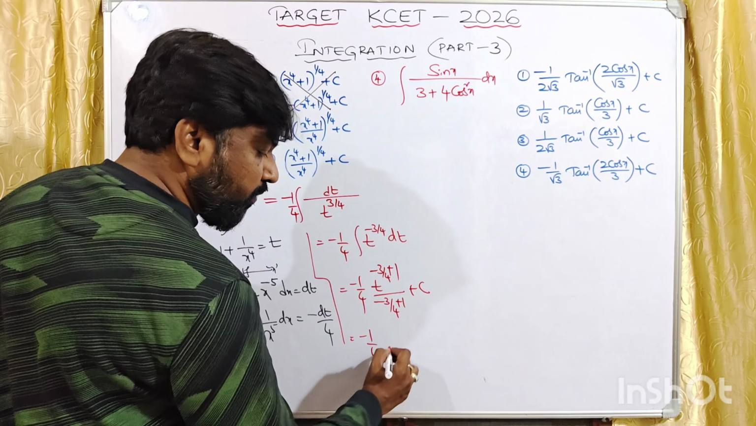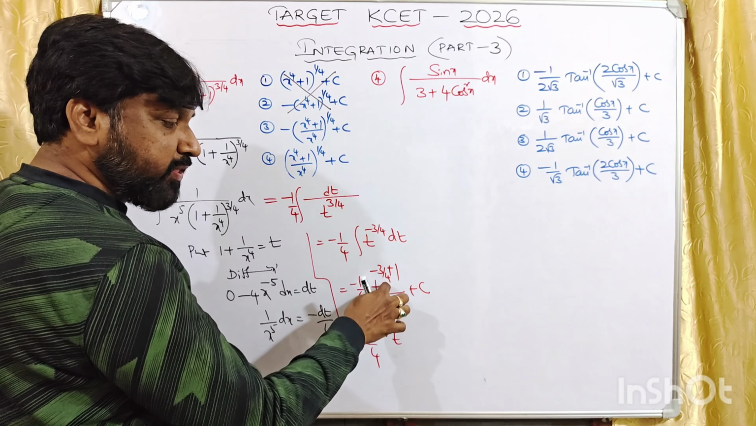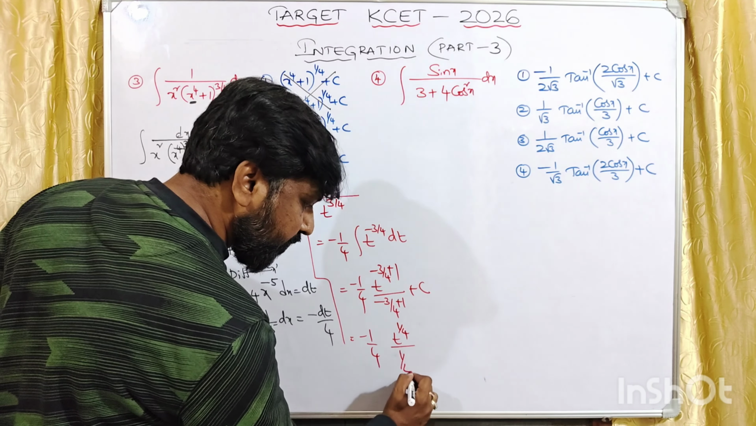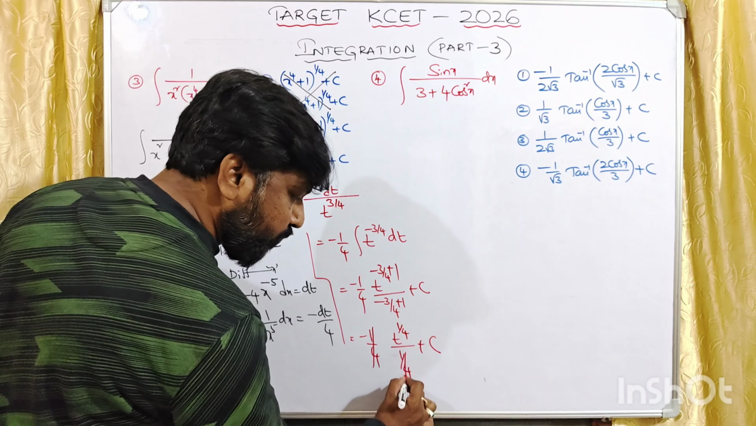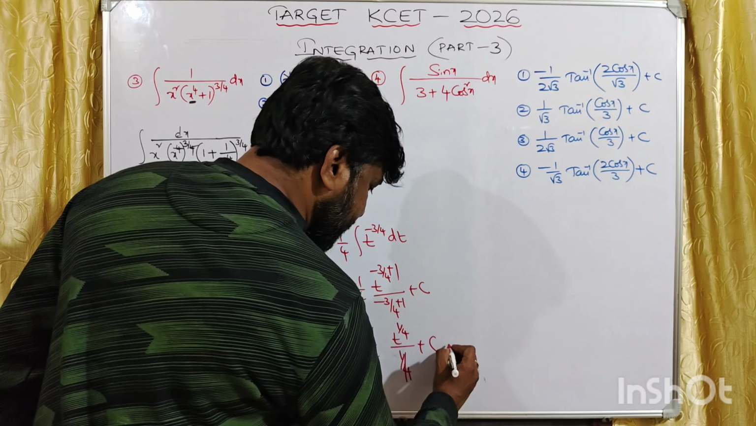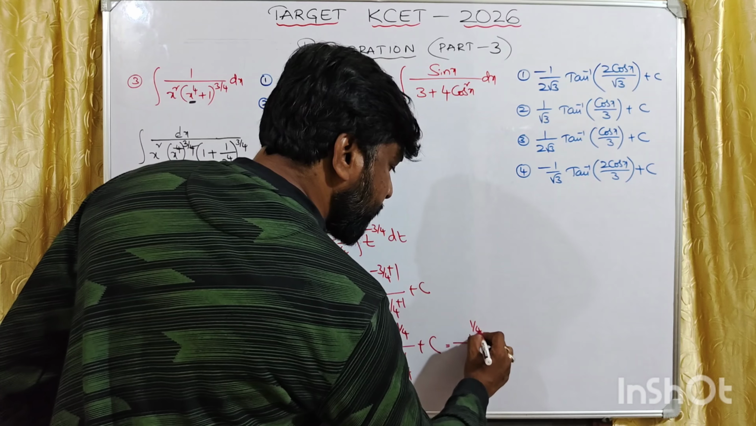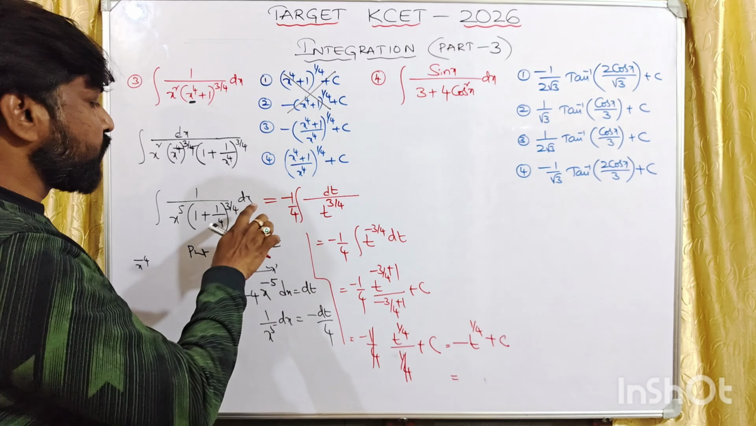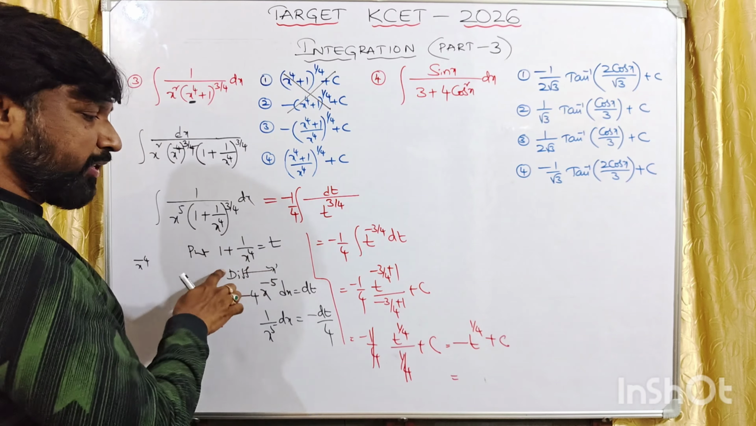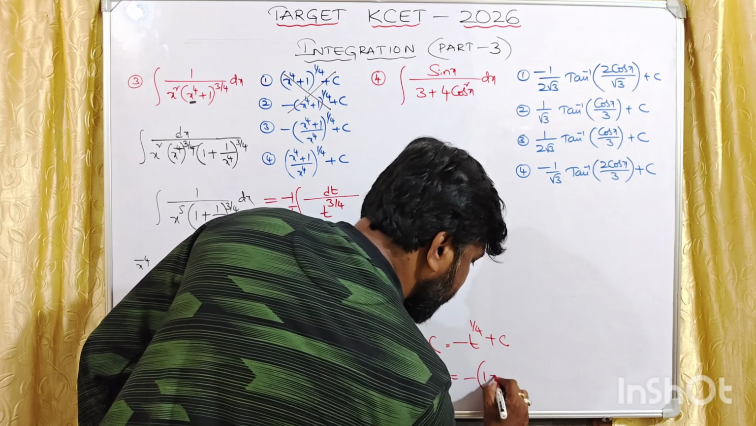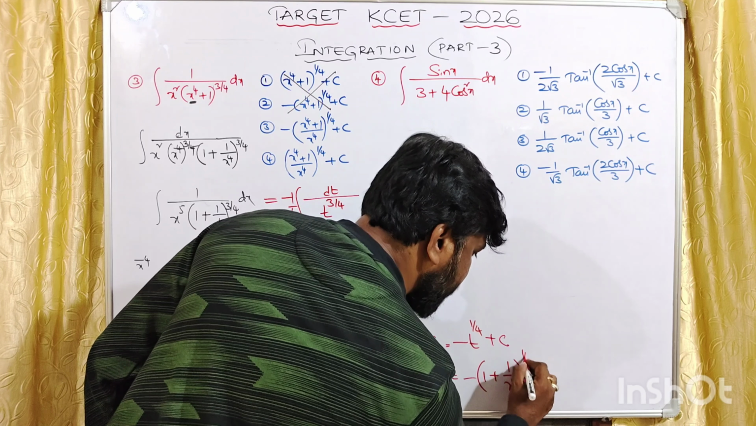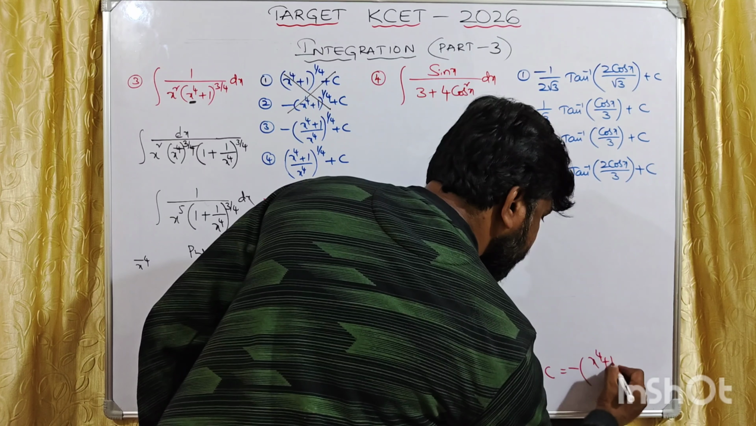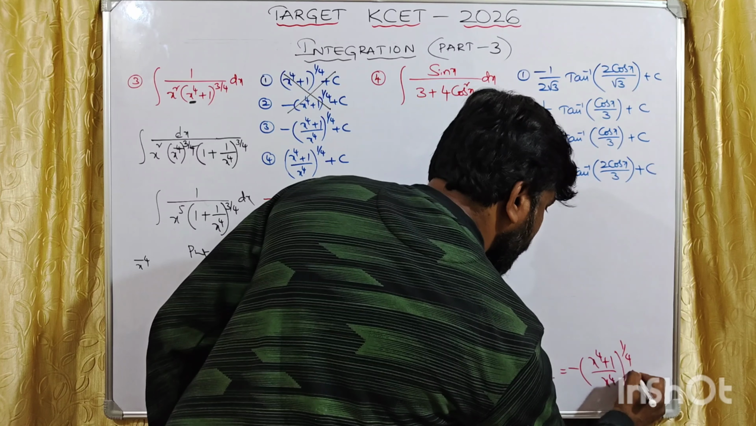Minus 1 by 4 into t to the power of minus 3 by 4 plus 1. If you take LCM, 1 by 4 over 1 by 4, plus c. The 1 by 4 gets cancelled. You are getting the answer as minus t power 1 by 4 plus c. Now, the question is in terms of x, so the answer also should be in terms of x. So the t value you need to replace. Now, t is nothing but this part: minus of 1 plus 1 by x power 4, whole power 1 by 4, plus c. If you take LCM, you are getting minus of x power 4 plus 1 by x power 4, whole to the power of 1 by 4, plus c.